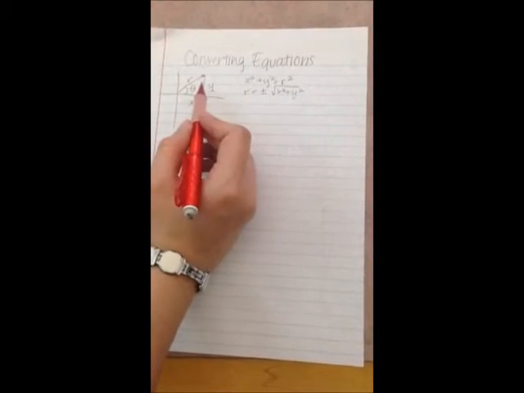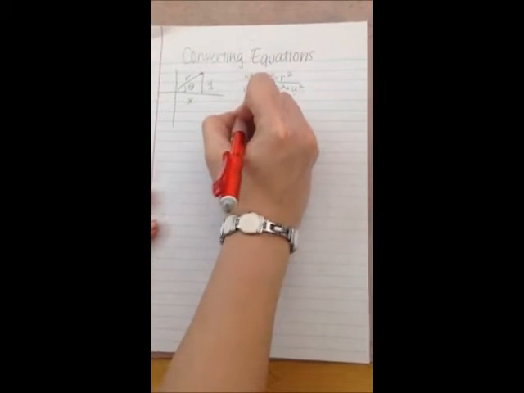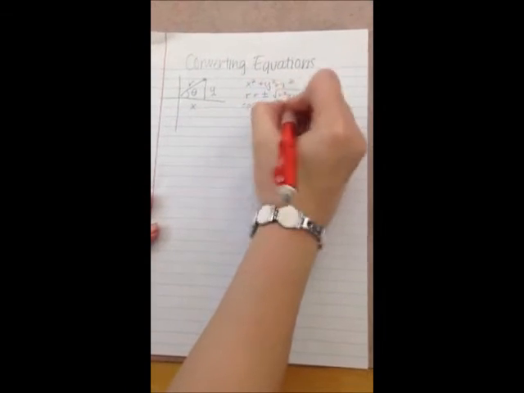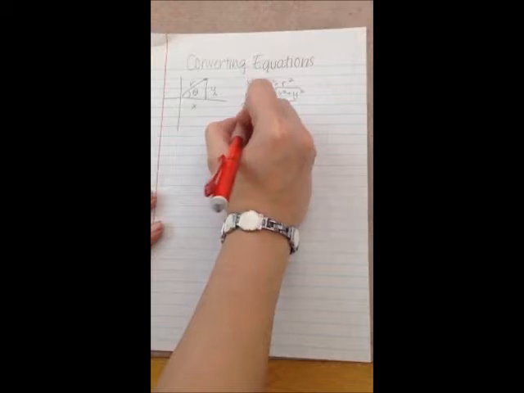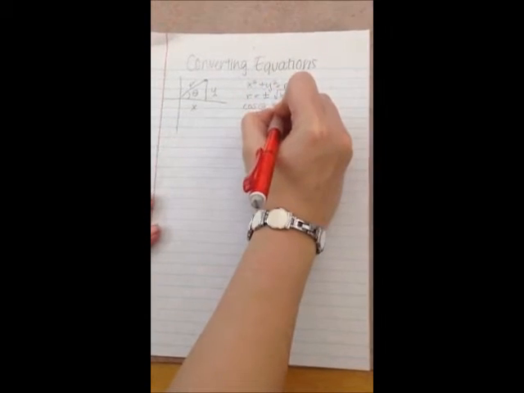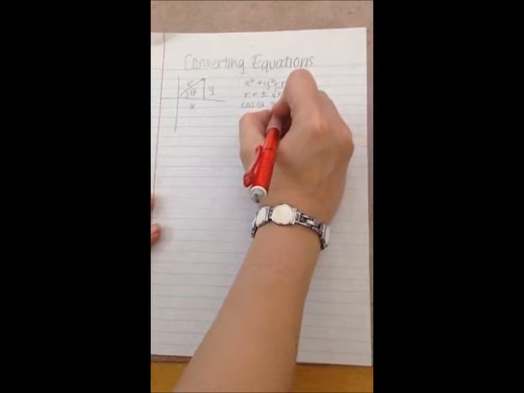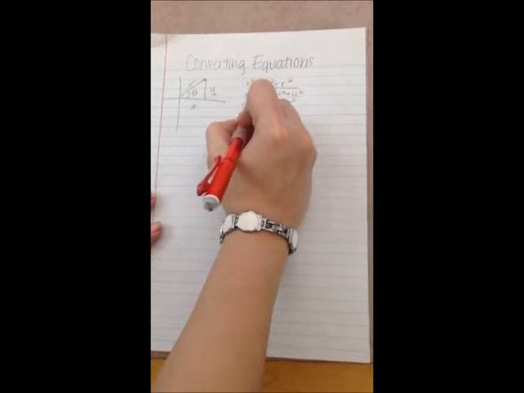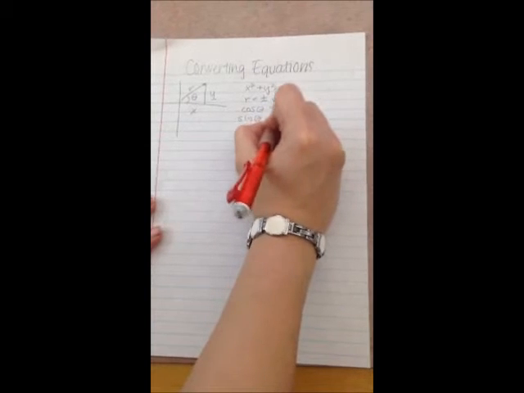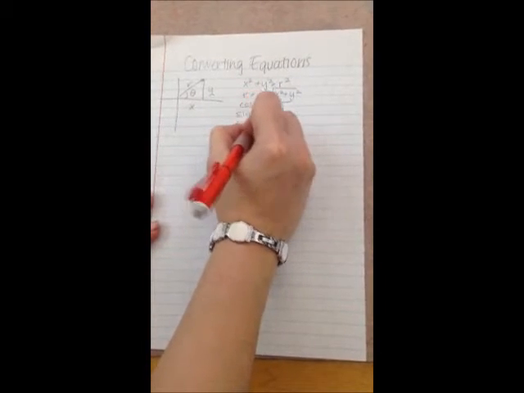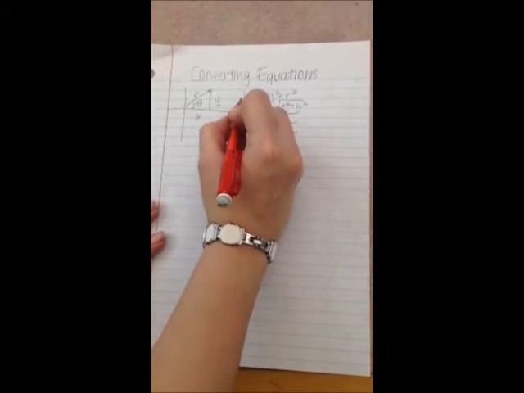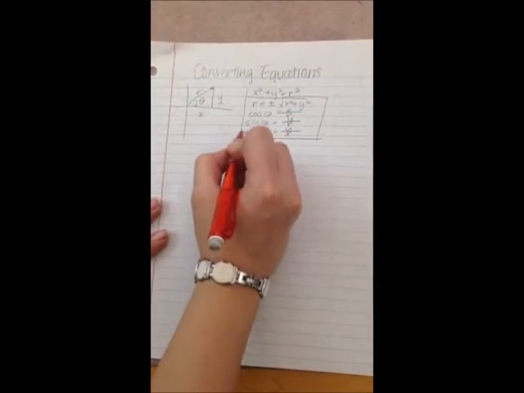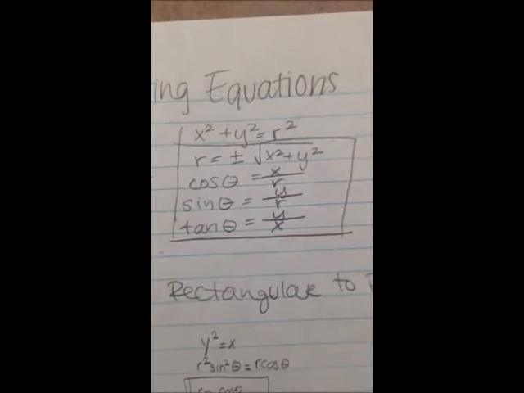And because this is the unit circle, cosine of theta equals adjacent over hypotenuse, which is your radius, and sine theta equals opposite over hypotenuse, and tangent theta equals opposite over adjacent, right? Make sure you know these equations because they're important in converting your equations.